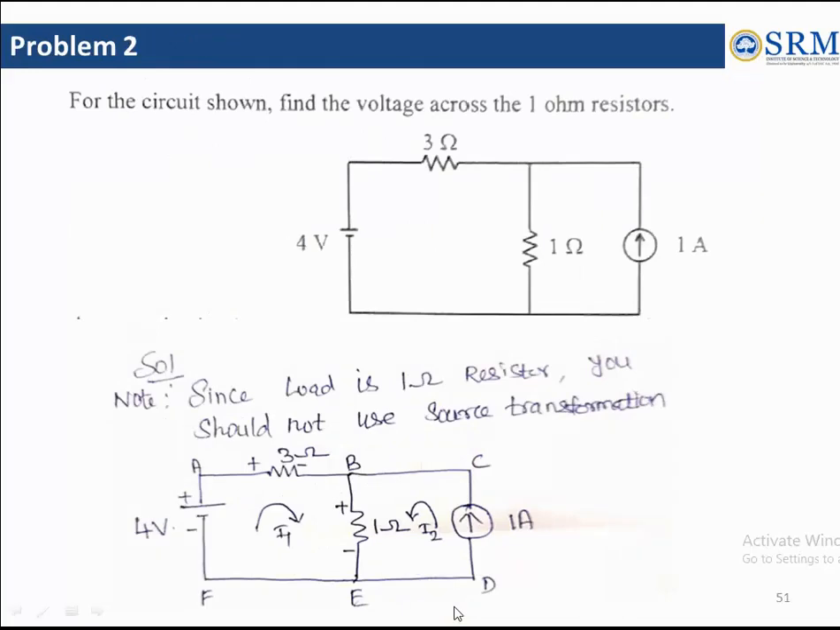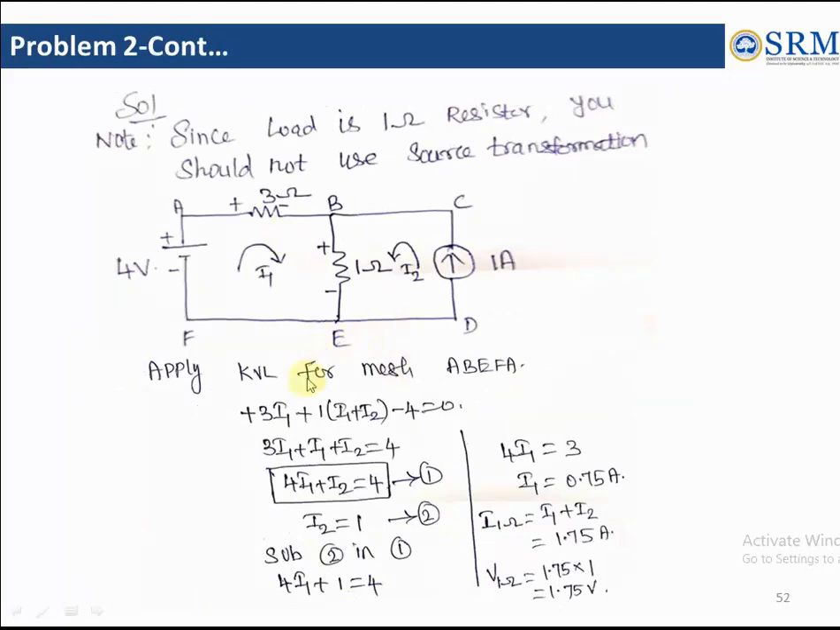So let us see one more problem where for a given circuit they ask us to find the voltage across 1 ohm resistor. Since load is a 1 ohm resistor, we should not use the source transformation method. So what we have to do, we cannot use the source transformation, keep the current source as it is. Mark the direction of current in the first mesh is I1 clockwise, but here since the direction is given, it should be anti-clockwise, I2.